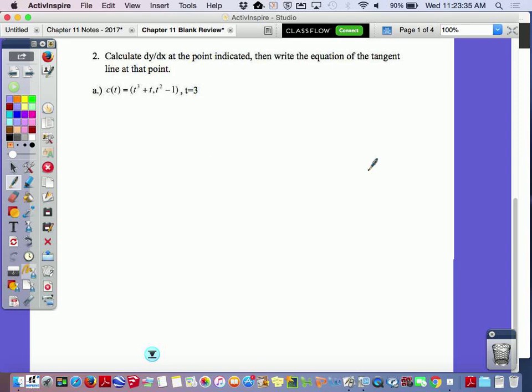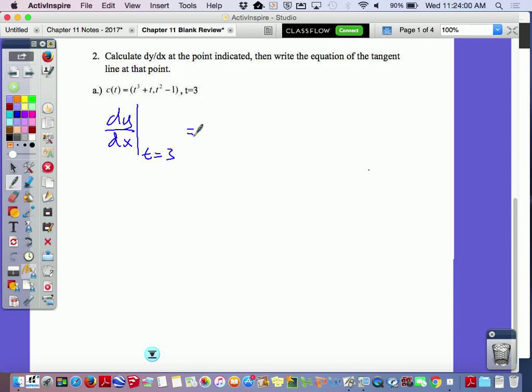Okay, number 2 is a very important question for the test. It says calculate dy/dx at the point indicated, then write the equation of the tangent line at that point. So we've got these parametric functions, t cubed plus t, comma, t squared minus 1, and then they give us the t value. So we're asked to find dy/dx at our t value that's equal to 3.